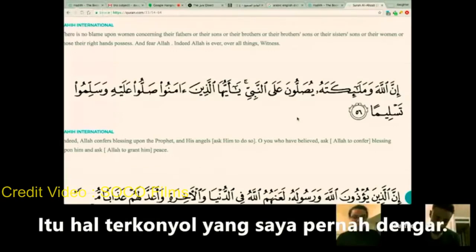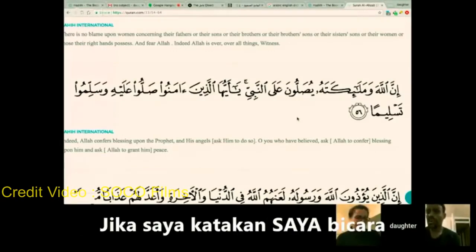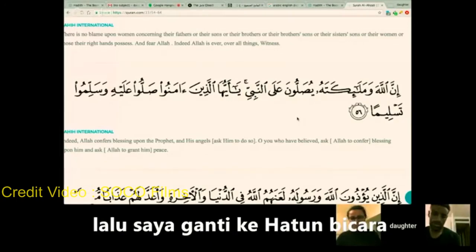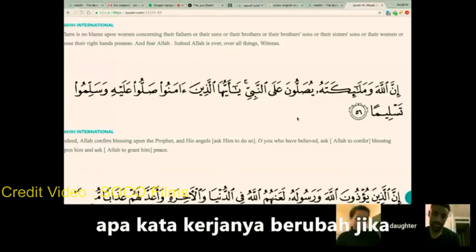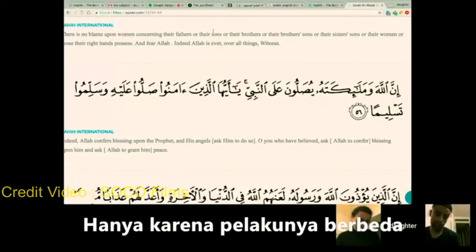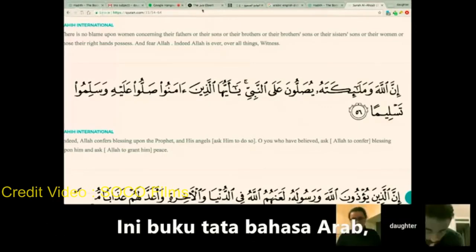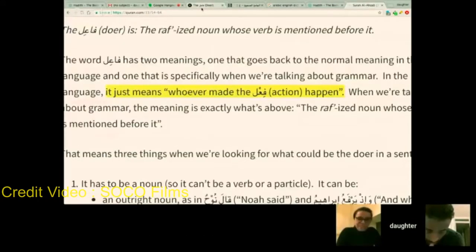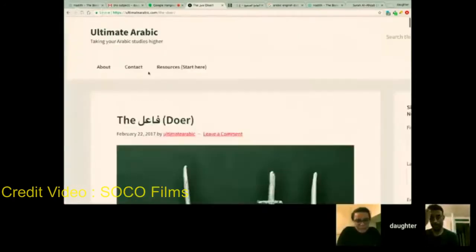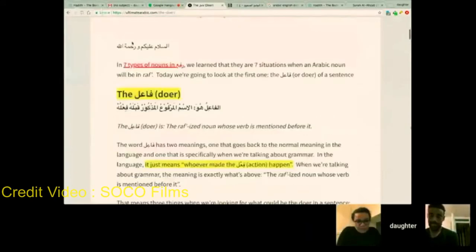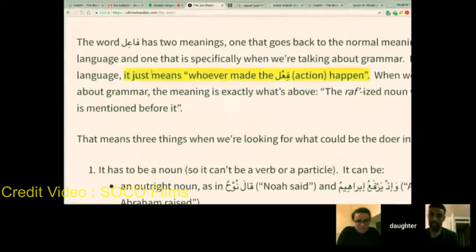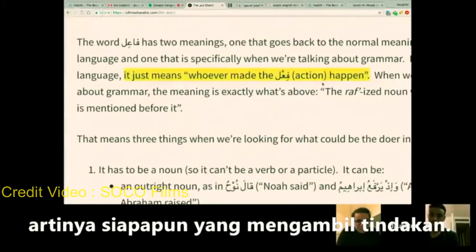That is the most ridiculous thing I've ever heard. Are you sure? If I say I speak, I'm the doer, right? And then I change that to Hatun speaks. Does that change the speaking to reading or writing? It's still the same verb. Just because the doer is different doesn't mean the verb is different. I've got a grammar book here. Can you see the screen? Yes. Can you see the doer? Yeah. Ultimate Arabic or Arabic 101. The doer is the fa'il. I've highlighted it for you. What does it say? It just means whoever made the action happen.